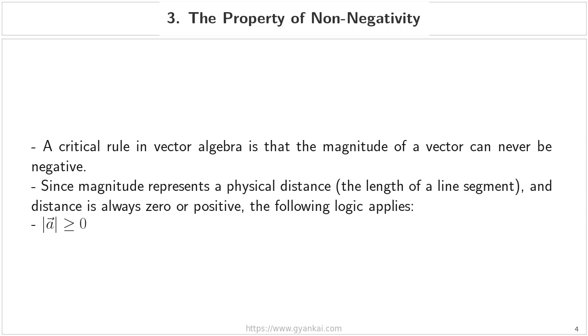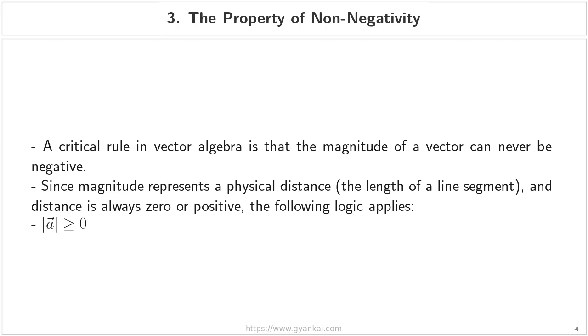To understand why, think back to what we just discussed regarding the definition of magnitude. Since magnitude represents a physical distance, specifically, the length of that line segment between our initial and terminal points, and we know from basic geometry that distance can only be 0 or a positive value, the same logic applies here.